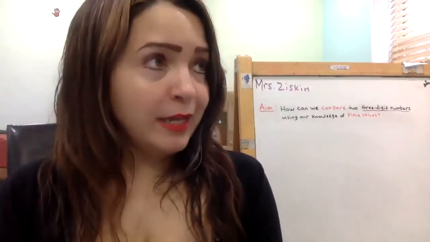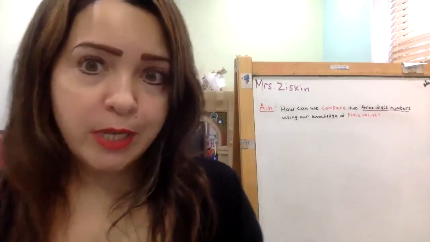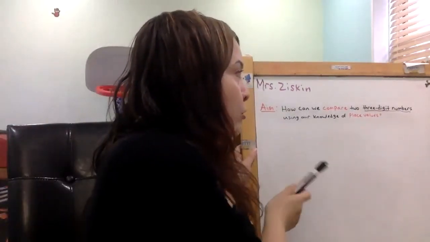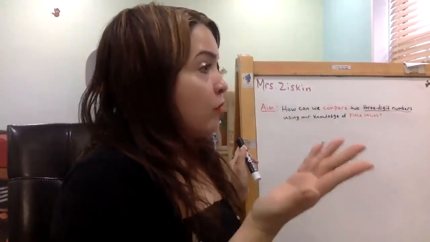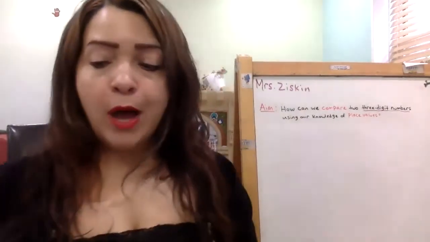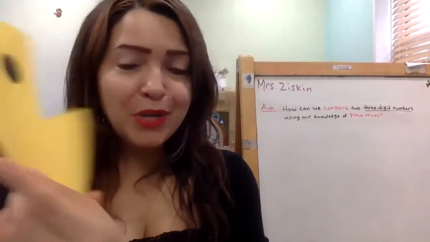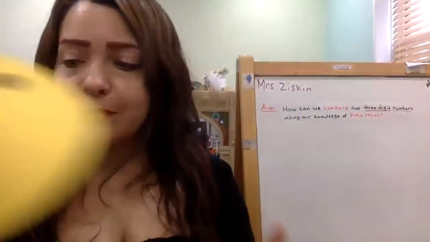So I would like everyone to turn their attention to the board and look at our aim for today. So our aim for today is how can we compare two three-digit numbers using our knowledge of place values. So I'm going to introduce my friend to you. I know he looks like Pac-Man, but his name is Greater Man because he likes to eat big numbers or numbers that are greater than other numbers.